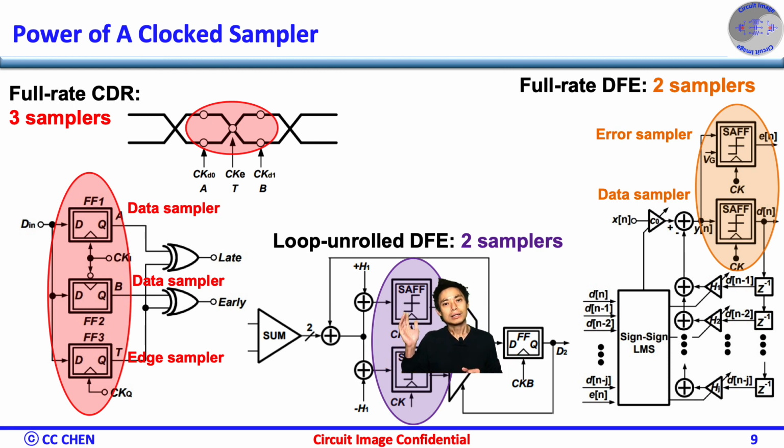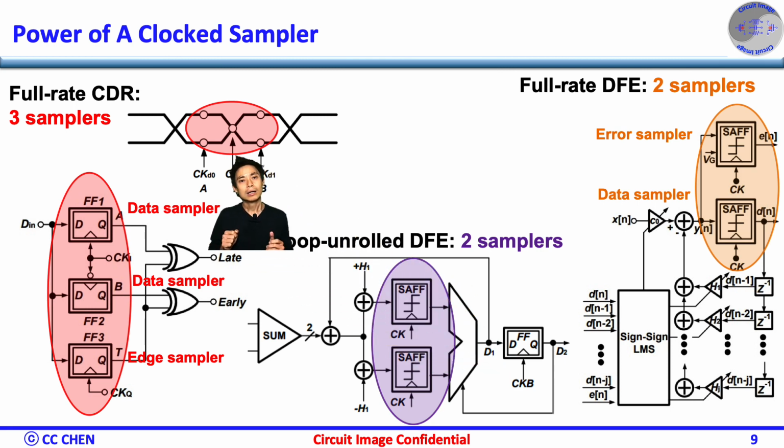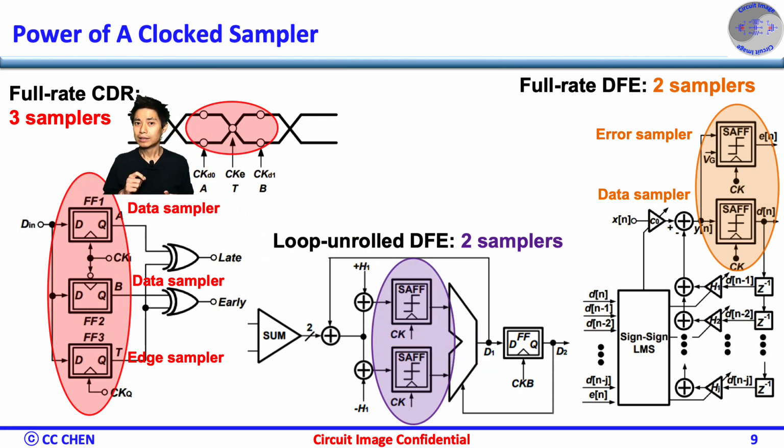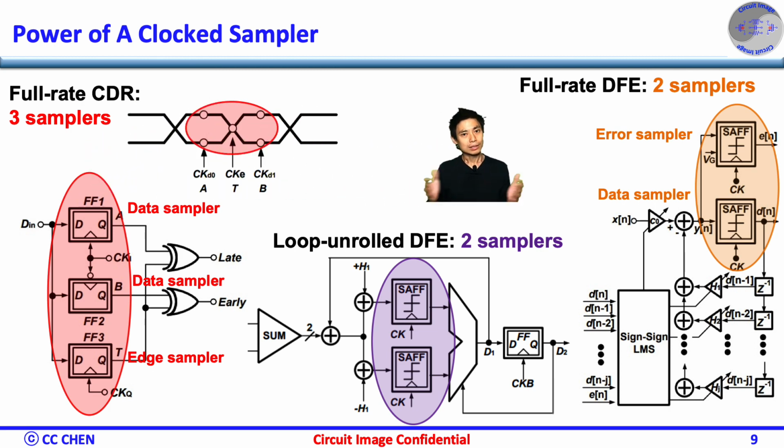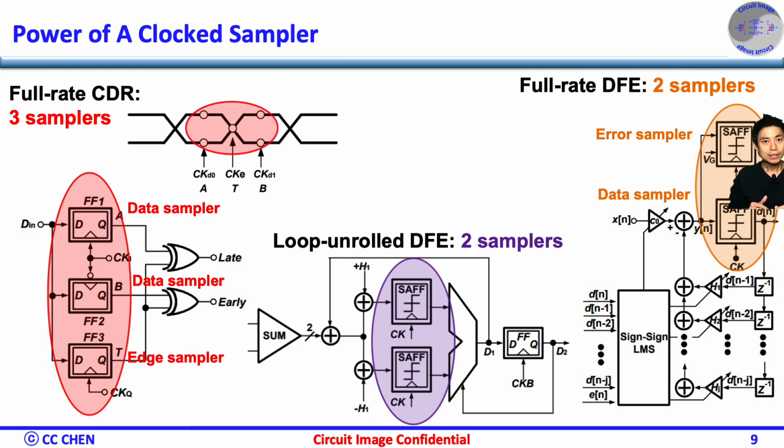In addition, the clock rate of the sampler is the highest clock rate in the receiver, even though you could apply half rate or quarter rate clocking architecture. A multi-phase clocking with multiple samplers is a must, and the total sampler power is still high without reducing too much. For the full-rate bang-bang phase detector, you need 2 data samples and 1 edge sample. In addition, for full-rate DFE, you need 1 data sample and 1 error sample for the DFE application.